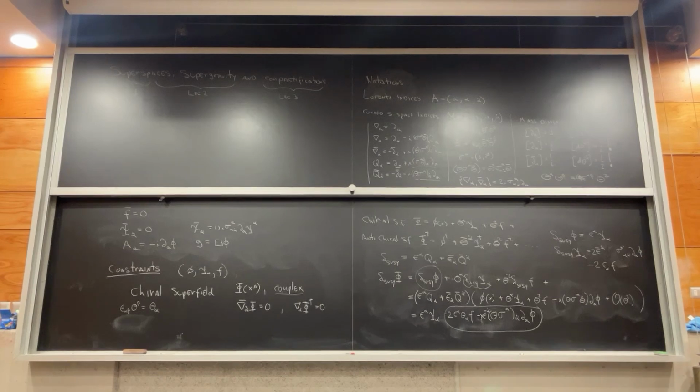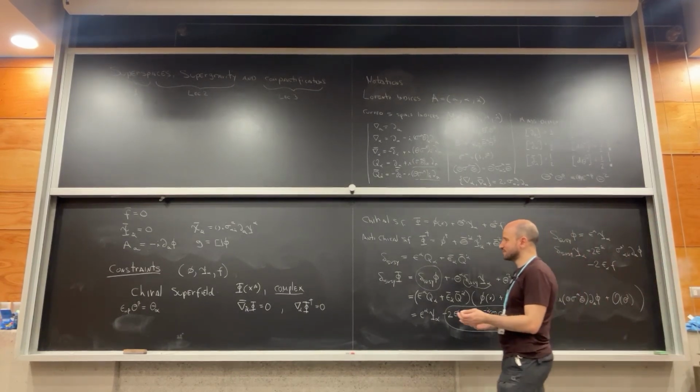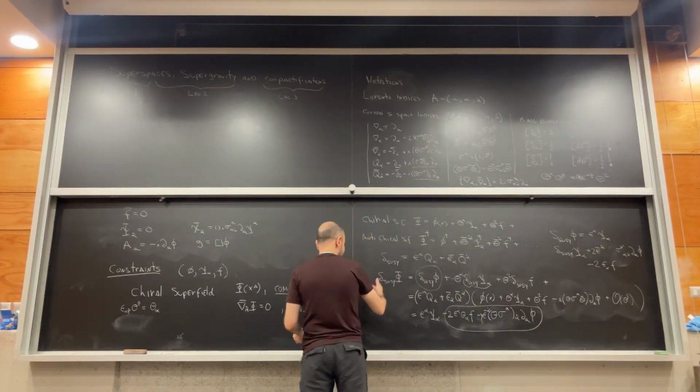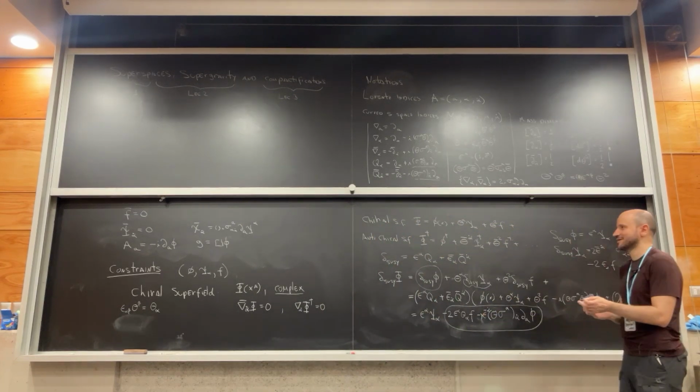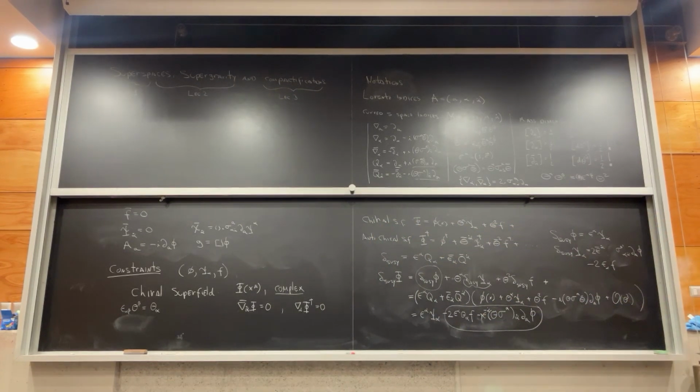All right, and now I know how to reduce the number of independent components. I know how to calculate the supersymmetric transformations, but I want to have dynamics. I want to write an action of it.